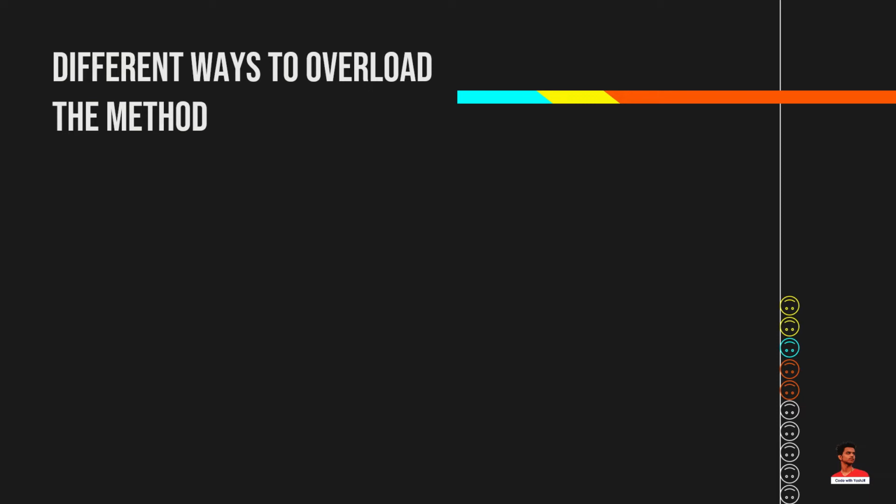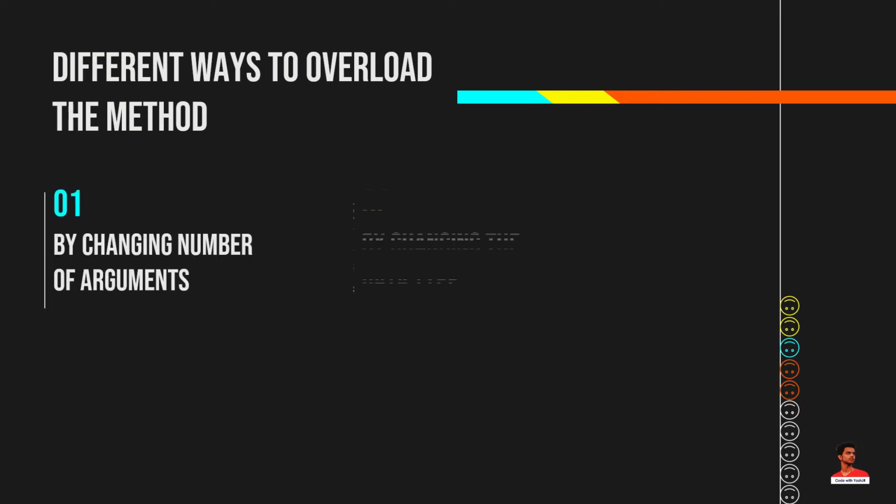There are two ways to overload the method in Java. First, by changing the number of arguments, and second, by changing the data type.